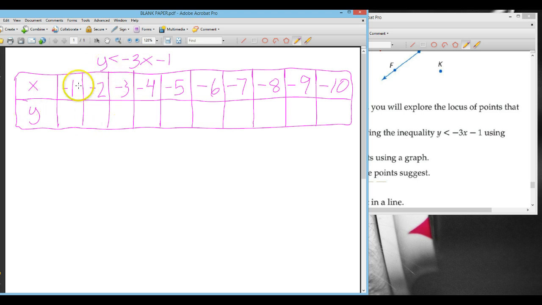So if I start with -1 and substitute that in, I would get 3 minus 1, or y is less than 2. So my range value here has to be less than 2. So you can pick any number less than 2 for your range value. So let's just say -4. That's less than 2. All right, let's go on to our next input.